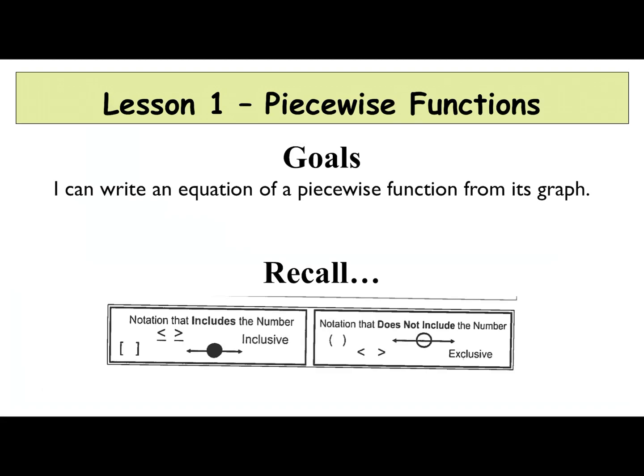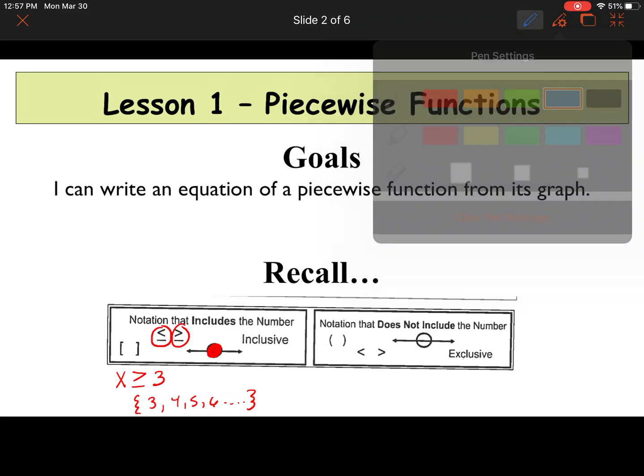some inequality notation. Okay, so remember, notation that includes the numbers less than or equal to, greater than or equal to, anything that has the little line underneath it or is a closed circle includes the number. So for example, if I have something like x is greater than or equal to 3, it means that we're including all the numbers that are greater than or equal to 3. So 3, 4, 5, 6, and so on. Okay, and vice versa.